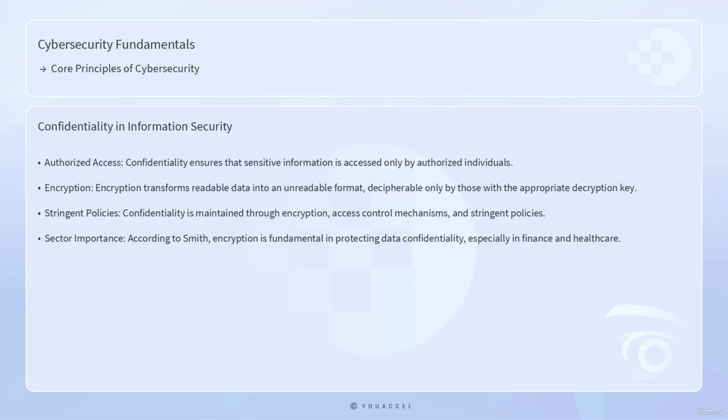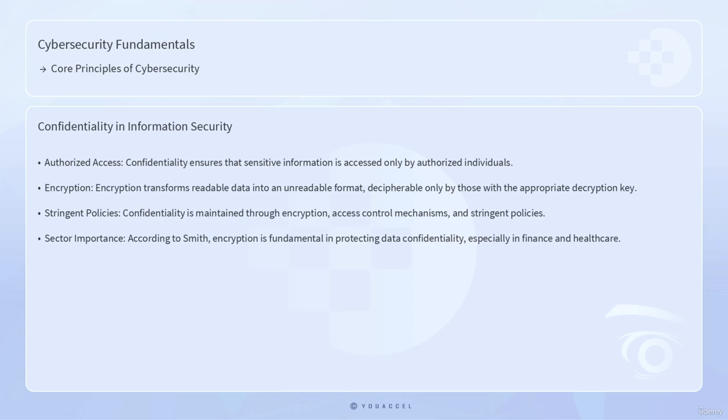Confidentiality ensures that sensitive information is accessed only by authorized individuals. It is maintained through encryption, access control mechanisms, and stringent policies. For instance, encryption transforms readable data into an unreadable format, which can be deciphered only by those with the appropriate decryption key. This prevents unauthorized access to data during transmission or storage.